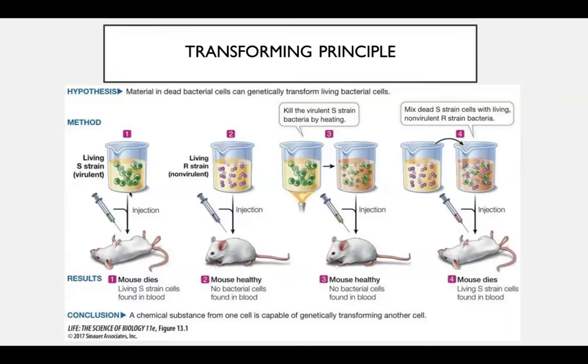So here you have a living S strain, and the mouse died when it was injected with it. A living R strain, which is non-virulent, and the mouse was healthy. Even when the virulent S strain, the one that caused the mouse to die, is killed by heating, the mouse is still healthy. But if you mix it with any living R strain, the mouse could still die. So the dead cells of the S strain can produce a heritable change in the other strain, which would cause the mouse to die.